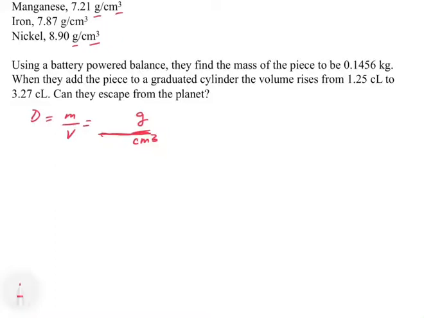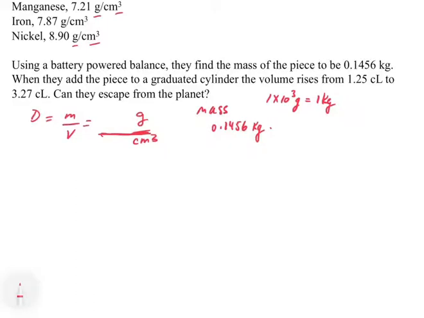Okay, so let's take a look and start to dissect this. We can start with the mass, and that's a relatively simple one. The mass they give us is 0.1456 kilograms. And like I said, we need our units here for density to be in grams, so we have to do a unit conversion to get us to grams. If you look at your table, 1 times 10 to the third grams is equal to 1 kilogram. So that's our conversion. We get that from the SI unit table.